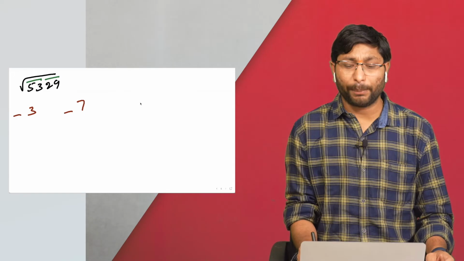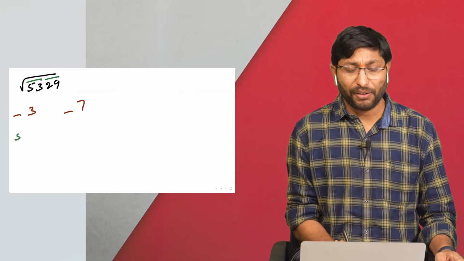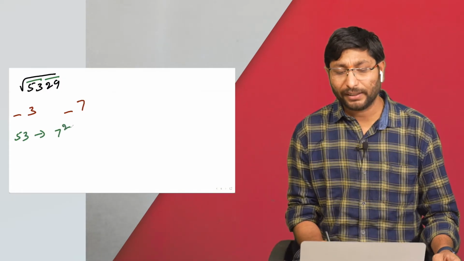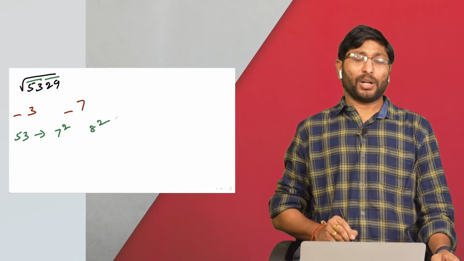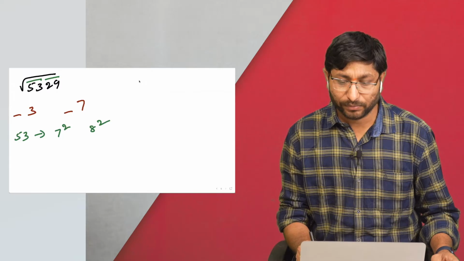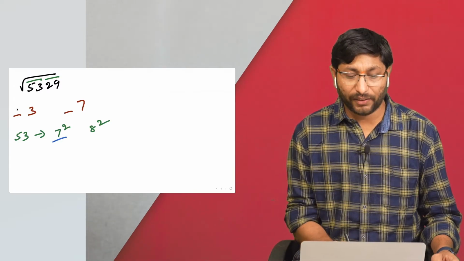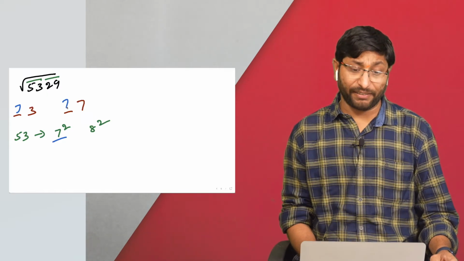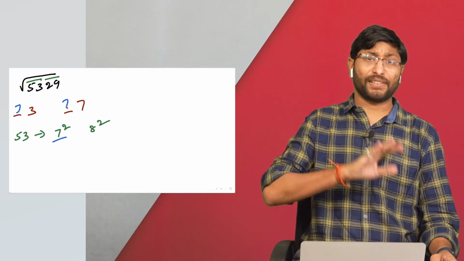So now we need to come to the verification of 53. 53 comes between 7 square and 8 square. So take the lowest number. The lowest number is 7, so 73, 77. The answer can be 73 or 77. So you have to identify the answer, 73 or 77.